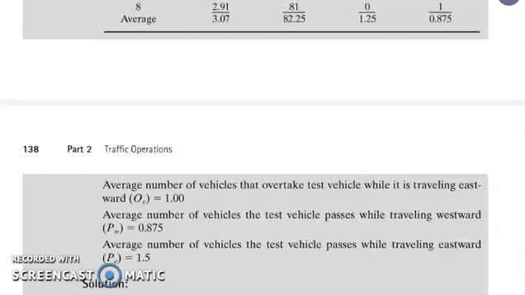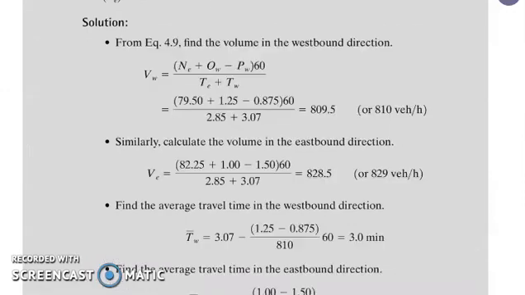And we are given also the average number of vehicles that overtake test vehicle while it is traveling eastward, O sub E, which is 1.0, and the average number of vehicles that test vehicle passes while traveling westward, P sub W, is 0.875. And the average number of vehicles the test vehicle passes while traveling eastward, P sub E, is equal to 1.5. So for our solution, we're going to find first the volume in the westbound direction.